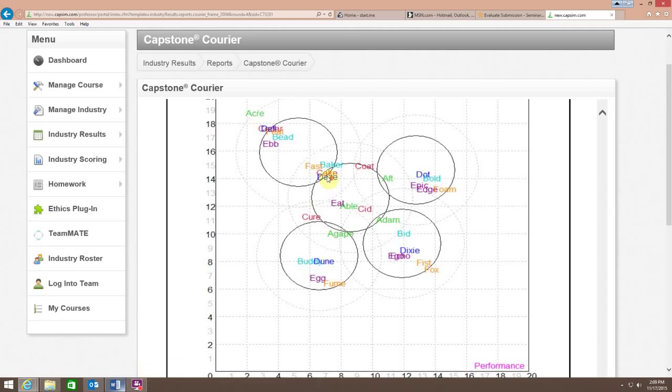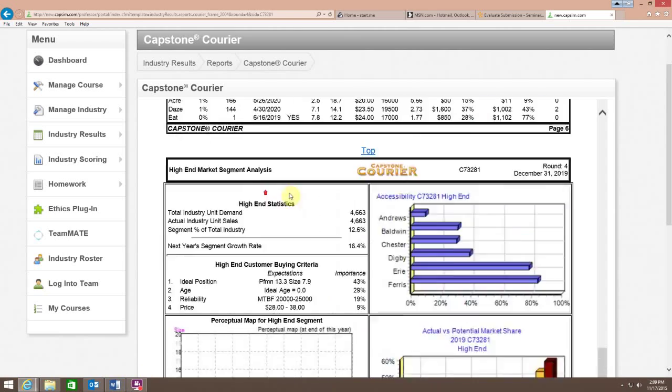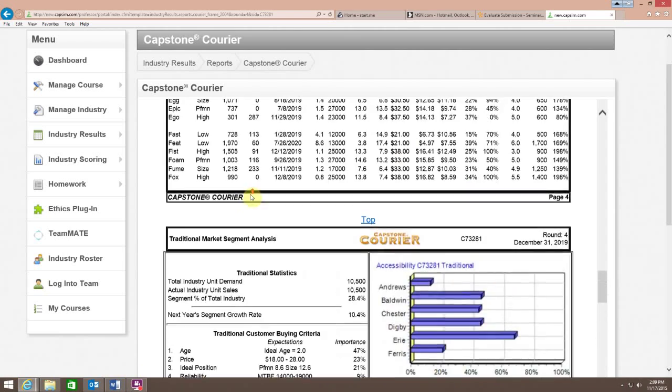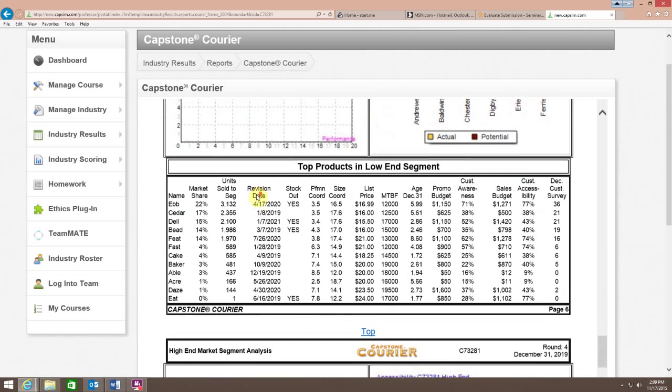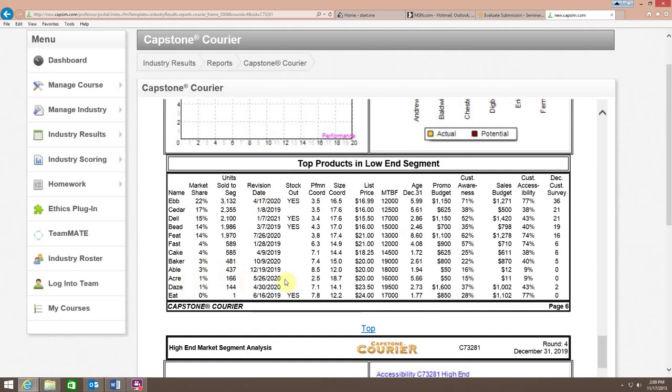Price, so Acre's price in the low end. There's traditional, there's low, and you come down here to Acre priced at $20, while there's a couple that are higher than that that sold better, 21, but $20 relative to these ones is really quite high. It's no wonder that those 4 products sold pretty well.